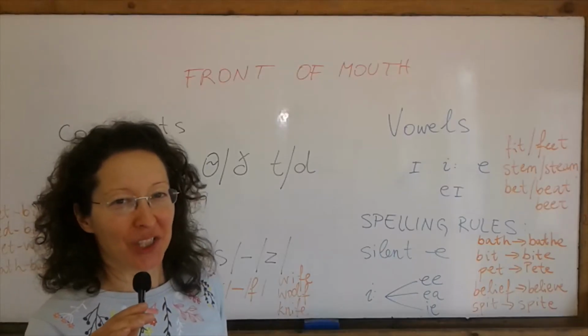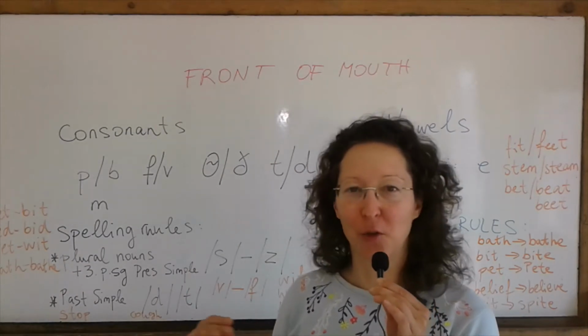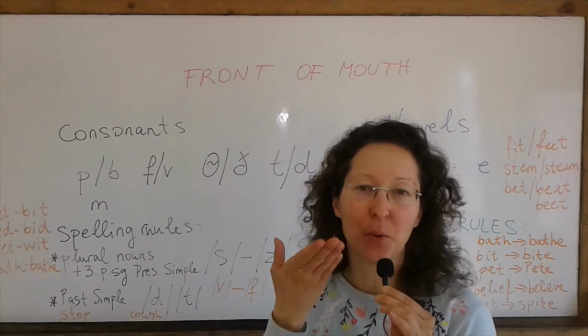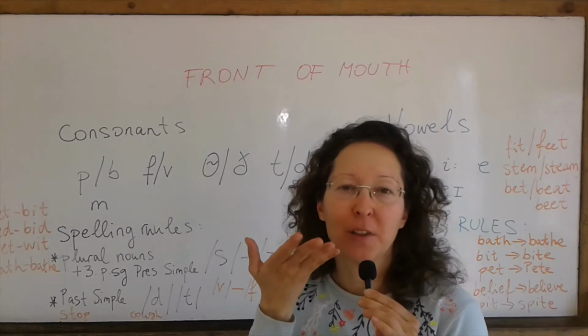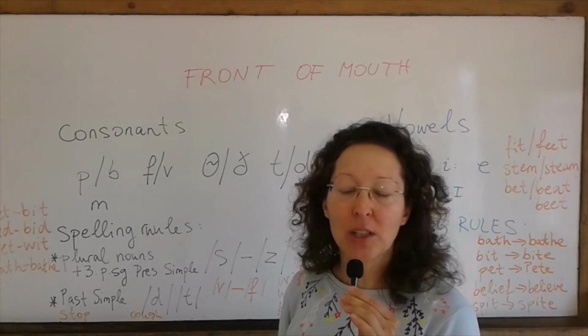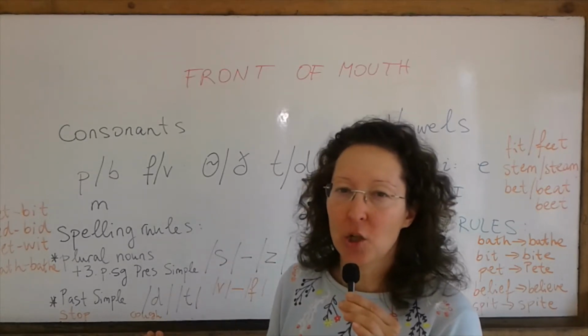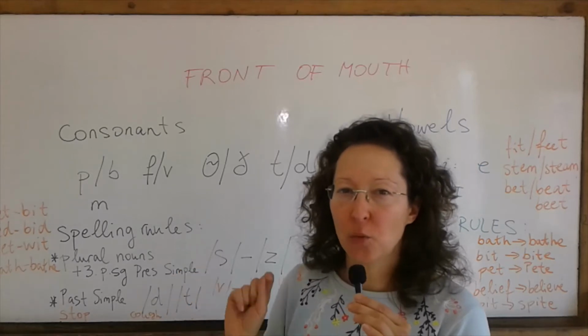Let's start with the consonants. So why do we need to know what is voiced and what is voiceless? And why is it important that they are different from the ones that are pronounced in the back? Well, because it affects some pronunciation when we change the word.